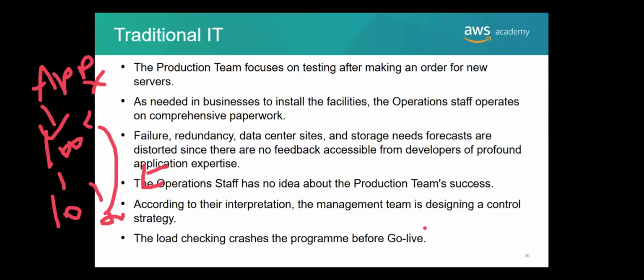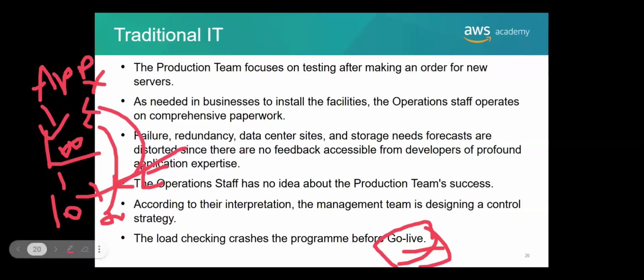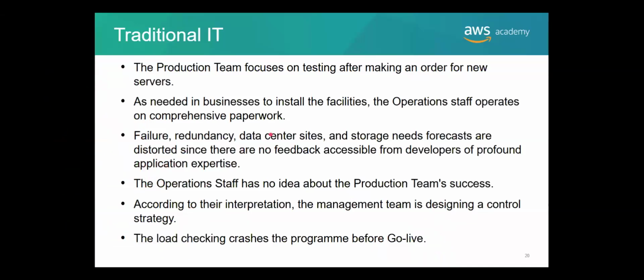Are you getting this one? Yes, because you said 100. Later you are trying to add one more person, and automatically this will crash. Now what is happening? At the time of going live, your project is down. This is your traditional IT.